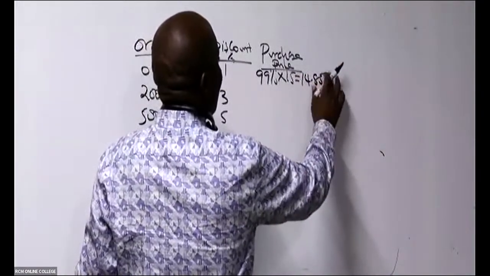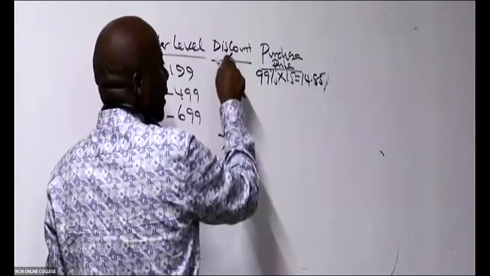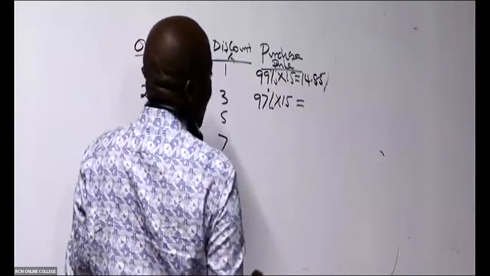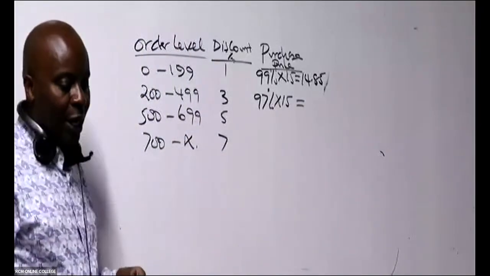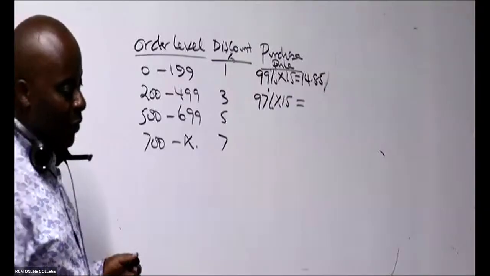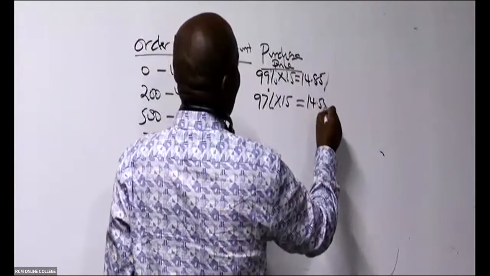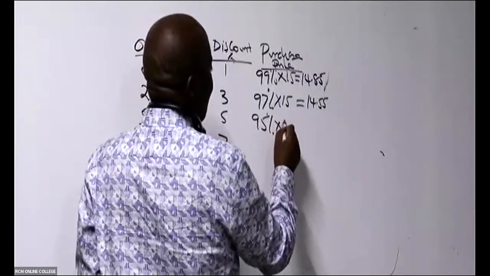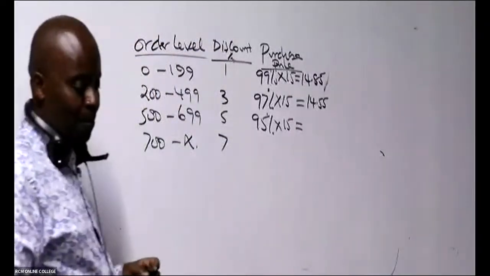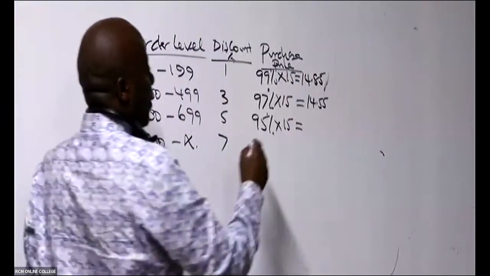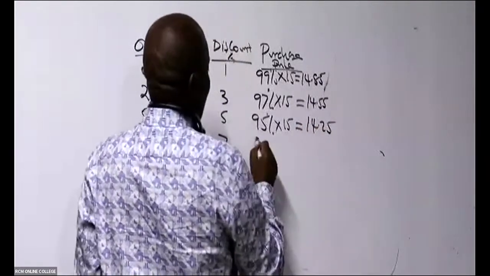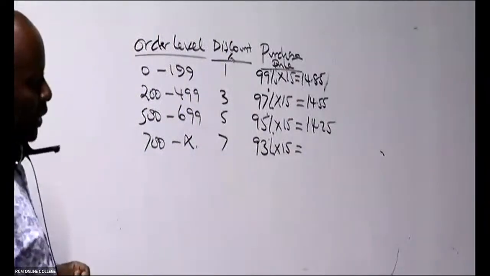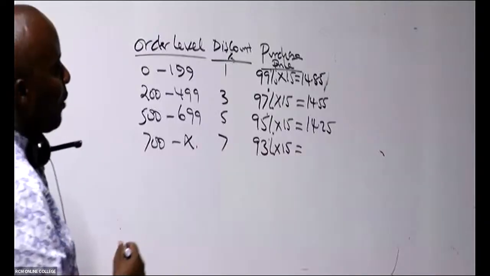Please listen. If I'm given 3% discount, I'm procuring these at 97%. So 97% of 15 gives me 14.55. If I'm given 5%, I'm procuring them at 95% of 15, which is 14.25. Then this will be 93% of 15, which ends up giving us 13.95.